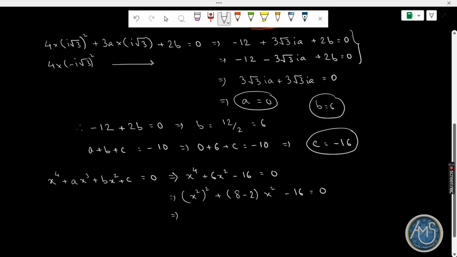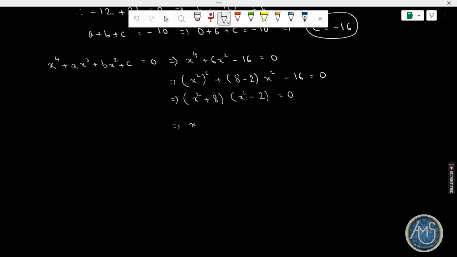If I factor it, the factors will be x square plus 8 into x square minus 2 equals 0. So this implies x square is equal to either minus 8 or 2, which implies that x will be plus minus root 2 and plus minus 2 root 2 i. So alpha 1, alpha 2, alpha 3, alpha 4 are nothing but these roots.